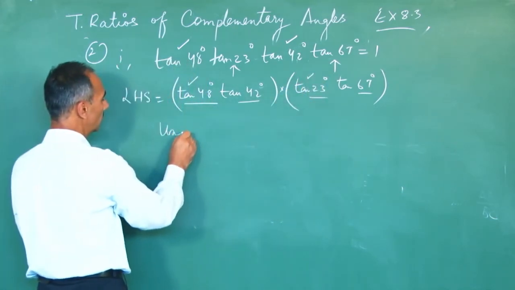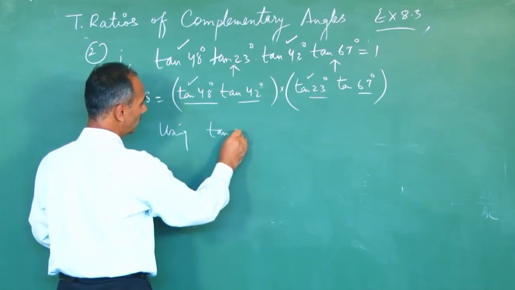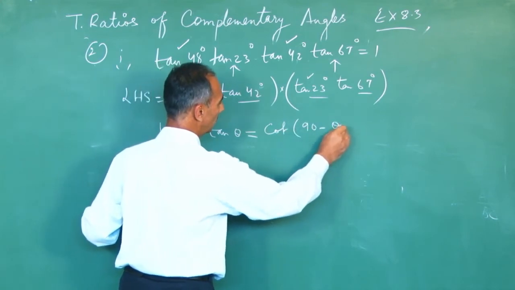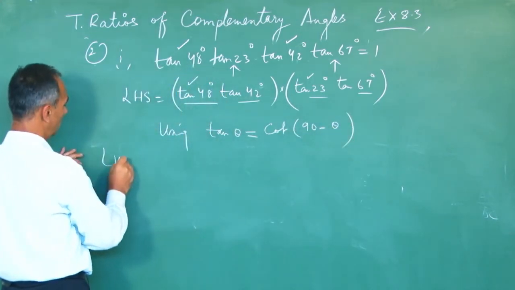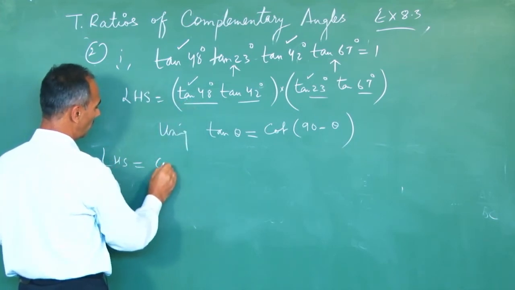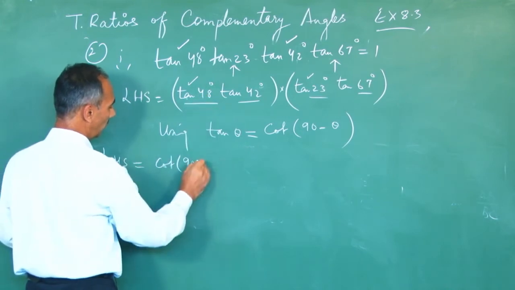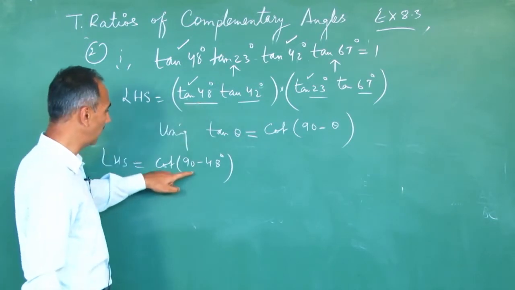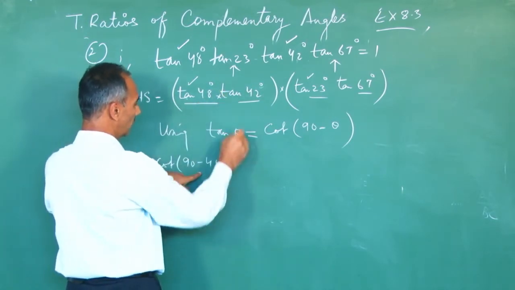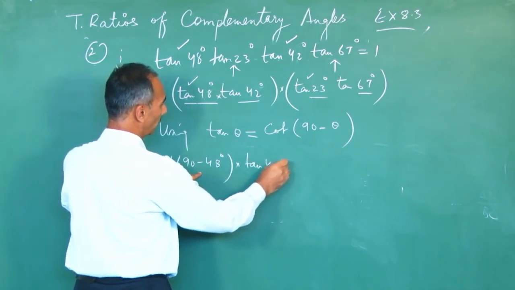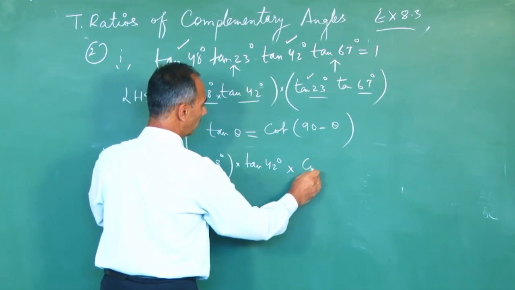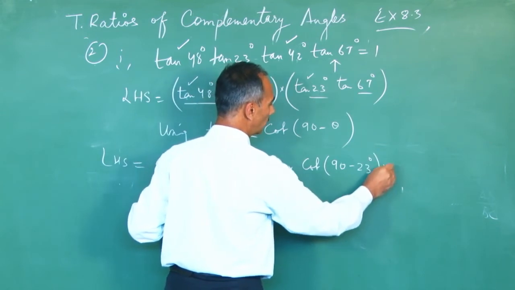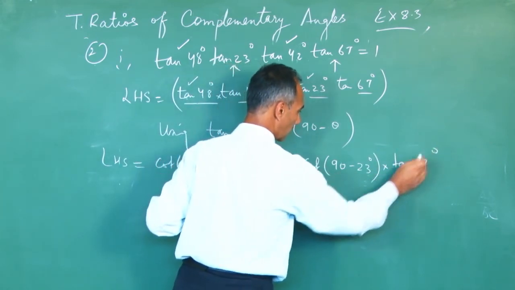So which result will we be using? We'll be using tan of theta, as we derived it. Tan theta is cot 90 minus theta. So my left hand side is tan 48, which I wrote as cot of 90 minus 48, into this tan 42 as it is, into tan 42. Then this will be changed: it will be expressed as cot of 90 minus 23, into tan 67 as it is.